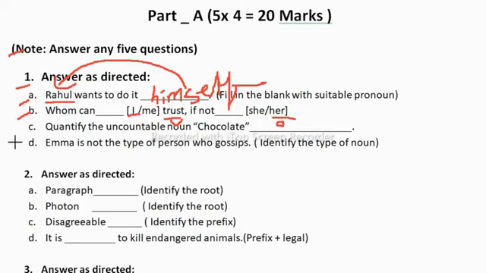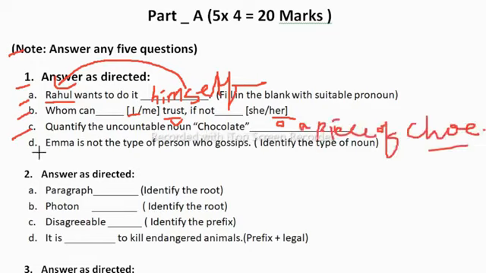C. Quantify the uncountable noun chocolate. So how can we make it countable? Students, this question is from the unit 1 noun topic, where you have to quantify the uncountable nouns. You might have learned that there are some words like butter, bread and coffee. To make it countable, we have to add certain phrases there. If we are talking about butter, we can say a pack of butter, a piece of chocolate. In the same way, you have to write here a bar of chocolate or a piece of chocolate. By adding some phrases or words to this chocolate, we can make it countable. Now let's move to the next one.